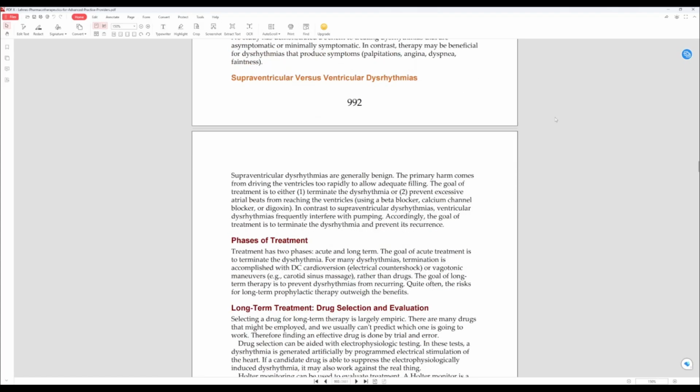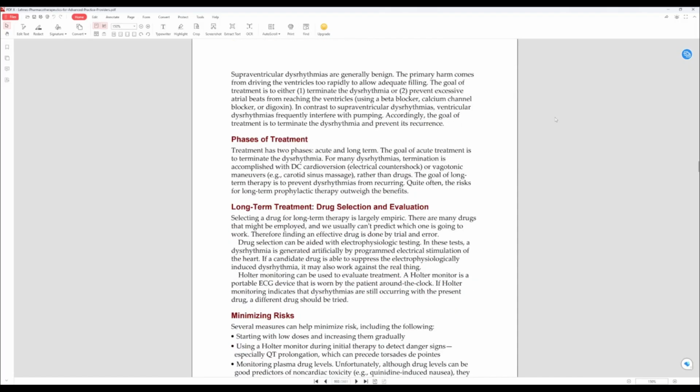Supraventricular versus ventricular dysrhythmias. Supraventricular dysrhythmias are generally benign. The primary harm comes from driving the ventricles too rapidly to allow adequate filling. The goal of treatment is either to terminate the dysrhythmia or prevent excessive atrial beats from reaching the ventricles. In contrast to supraventricular dysrhythmias, ventricular dysrhythmias frequently interfere with pumping. Accordingly, the goal of treatment is to terminate the dysrhythmia and prevent its recurrence.